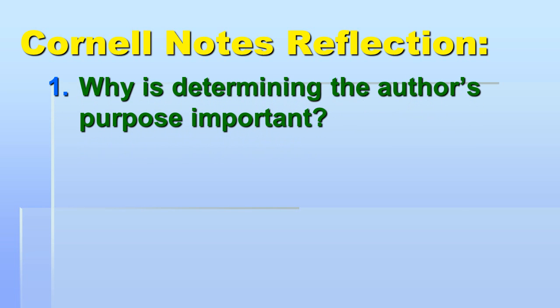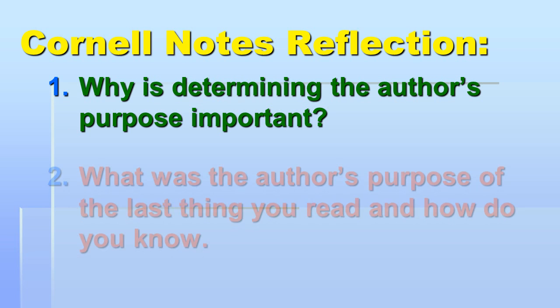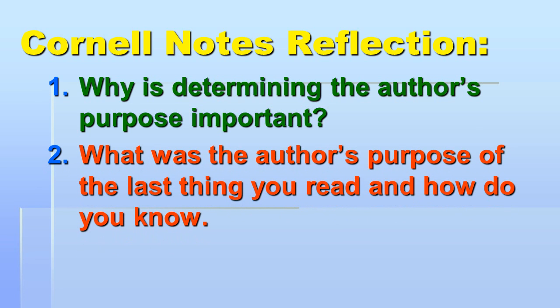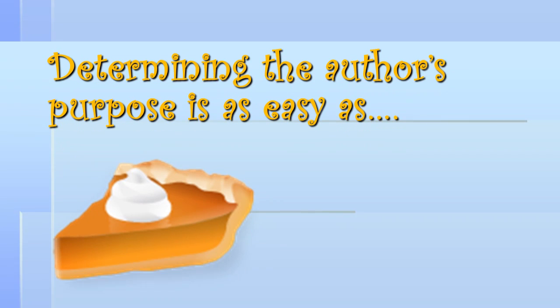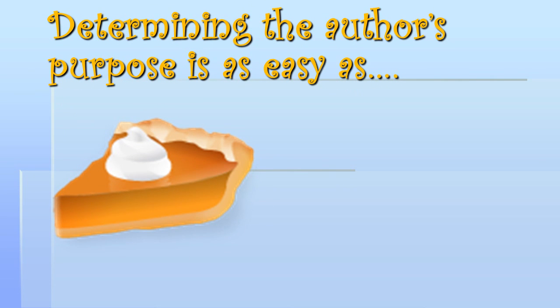On to the reflection. Of course, no set of Cornell notes is complete without a reflection. And for these Cornell notes, we'll want to close by answering these two important questions. First, why is determining the author's purpose important? And second, what was the author's purpose of the last thing that you read, and how do you know? If you can answer these two questions, then you'll have a complete reflection. And just like that, we're finished with our Cornell notes.